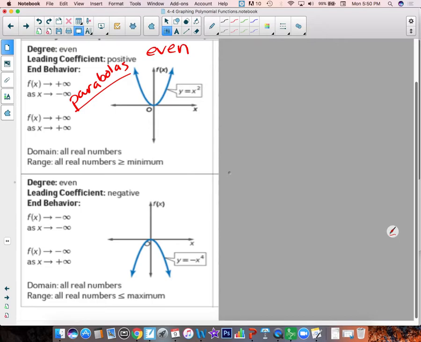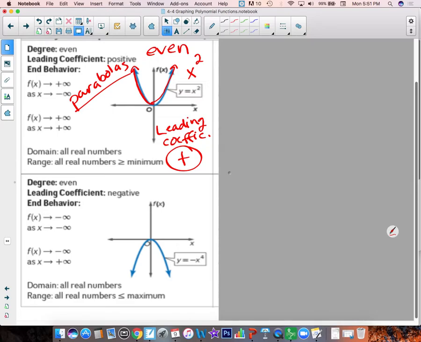Another way I know that the function is even, if I'm not looking at the graph, I look at the exponent. X squared, what is the degree of that function? It's 2. Is 2 odd or even? 2 is going to be even. When they both go up, like this one, both of our ends are going up. We know that it's going to be a positive number out front. So that's the leading coefficient. Leading coefficient is positive for this one.